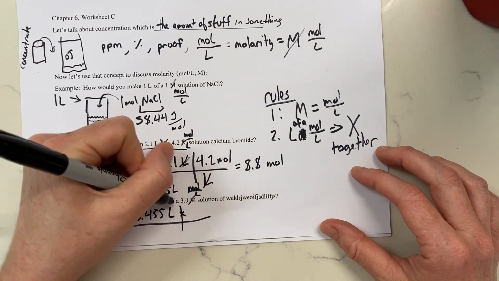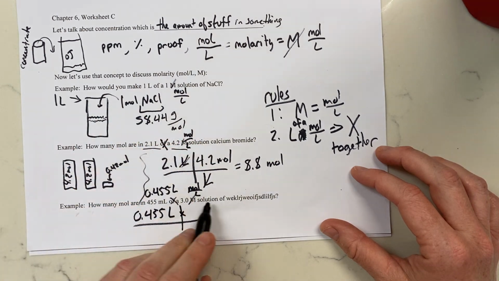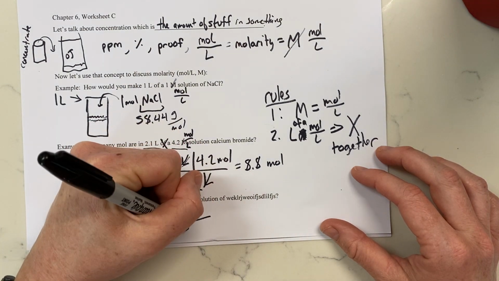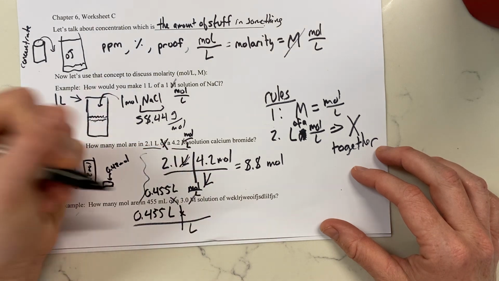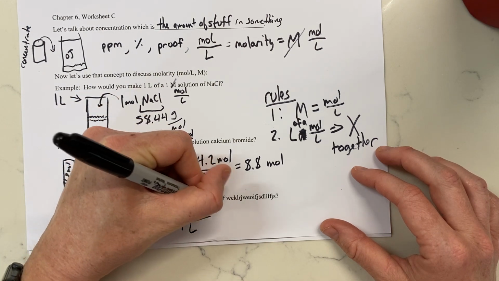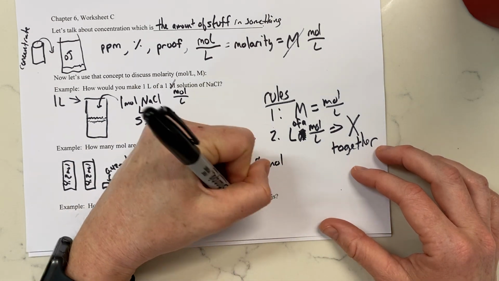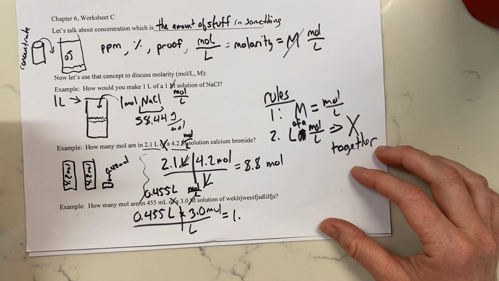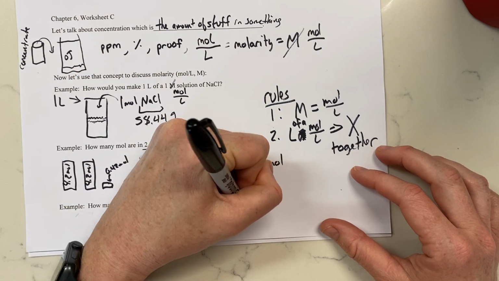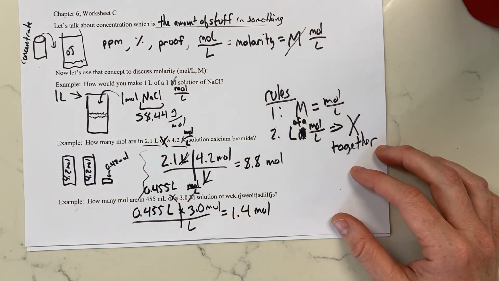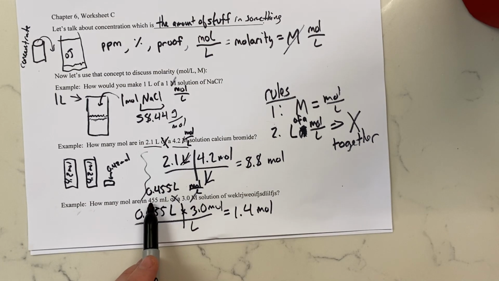And I said, hey, I know that I've got of a, you can multiply it together right there, or you can draw it out. And there, a liter, there are 3.0 mole. And I get an answer of, 2 sig figs, 1.4 mole. And that should make sense because you have about half of a liter, so you know there's 3 moles in a liter, so you should have about half of a mole.